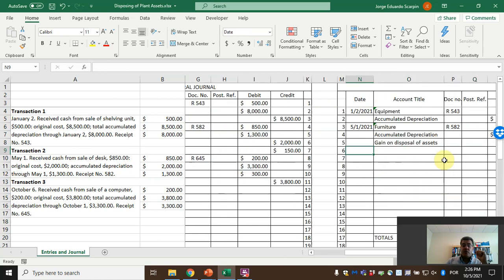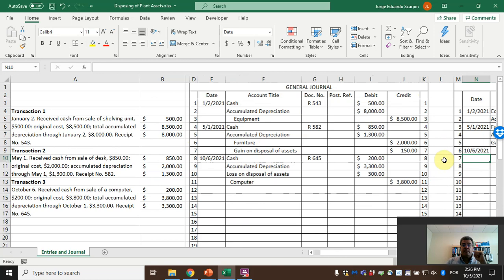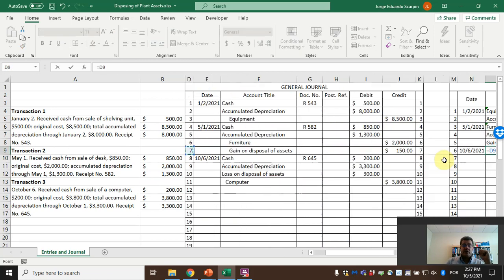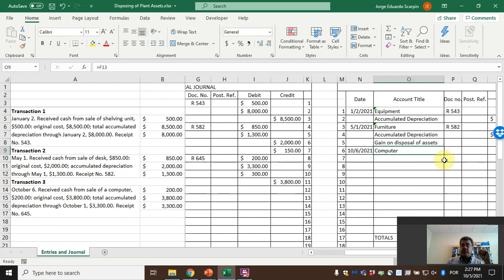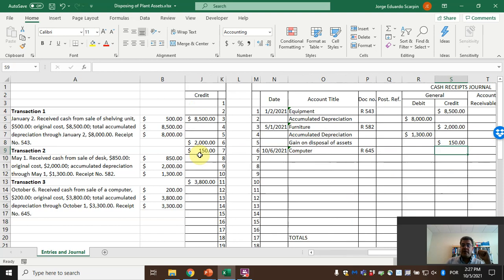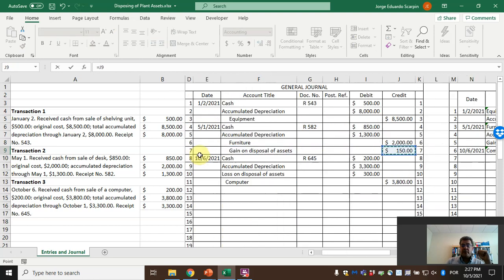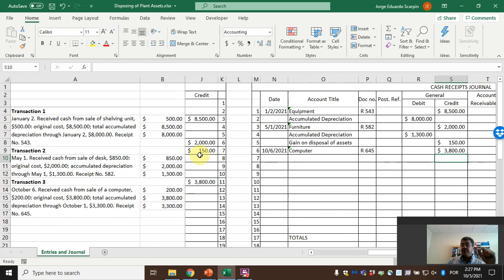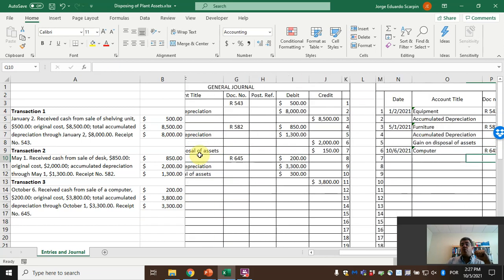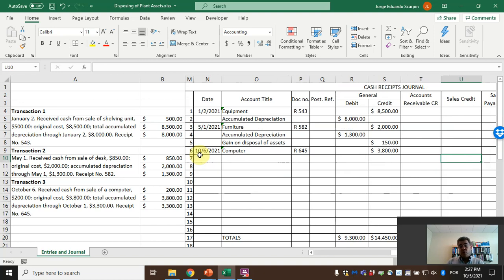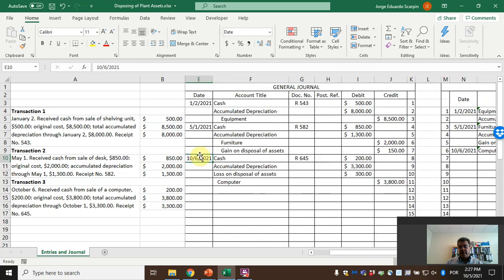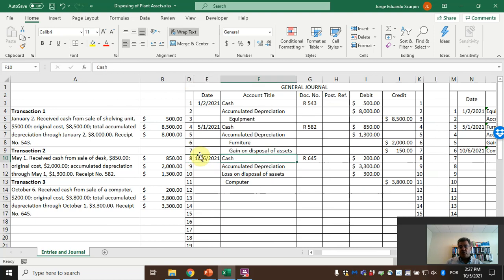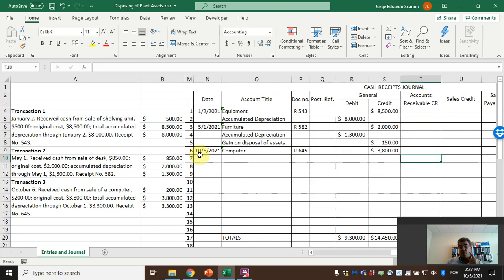Cash journal. October 6. Computer. Receipt 645. We have a credit $3,800. And guys, there are some textbooks that don't do the general journal when we have the cash journal as well. Completely okay. So this is the most complete one, but if you want to summarize it, you don't need the general journal, only the cash journal. So pay attention to what your instructor is telling you to do.